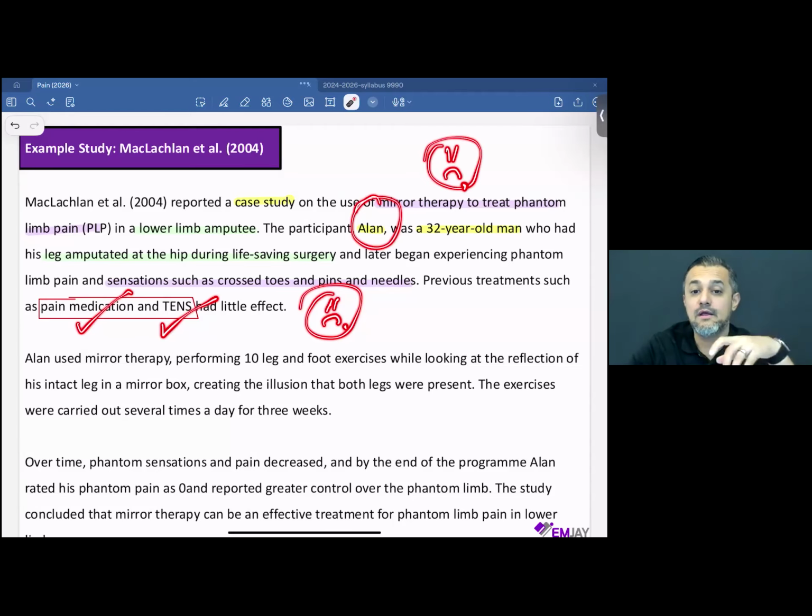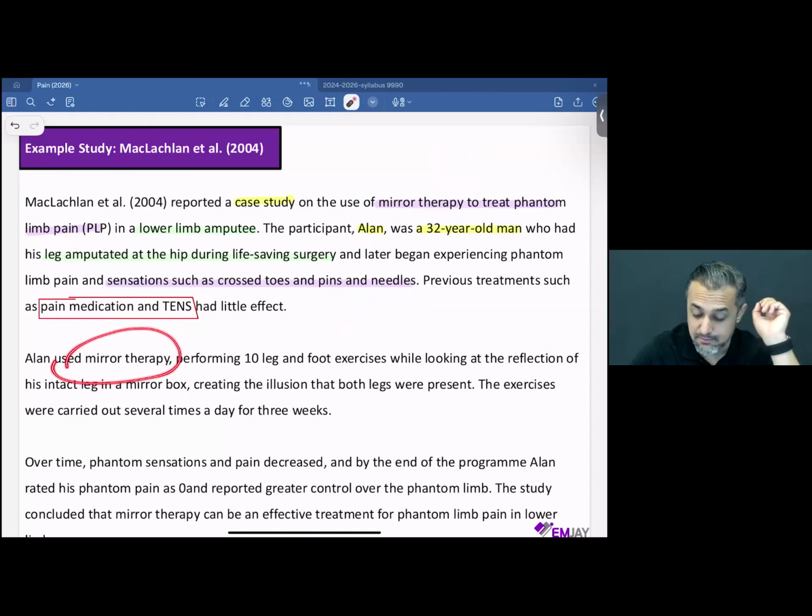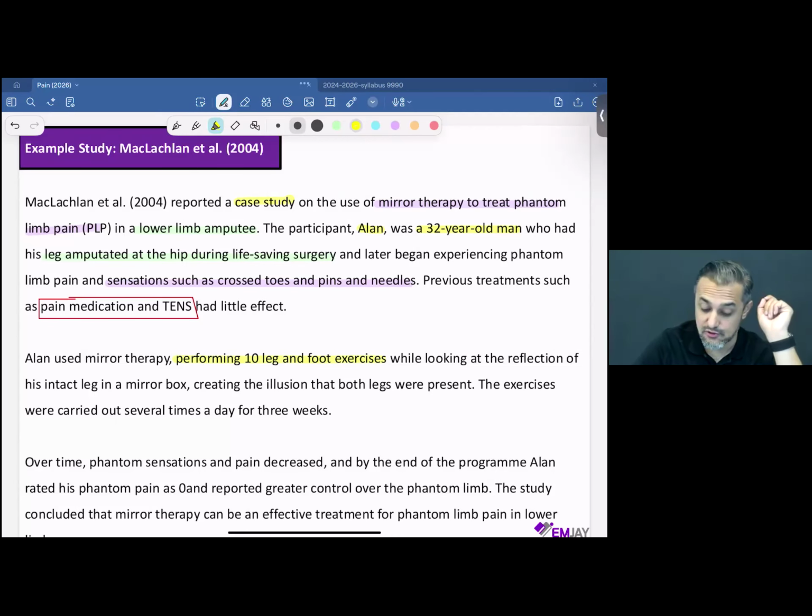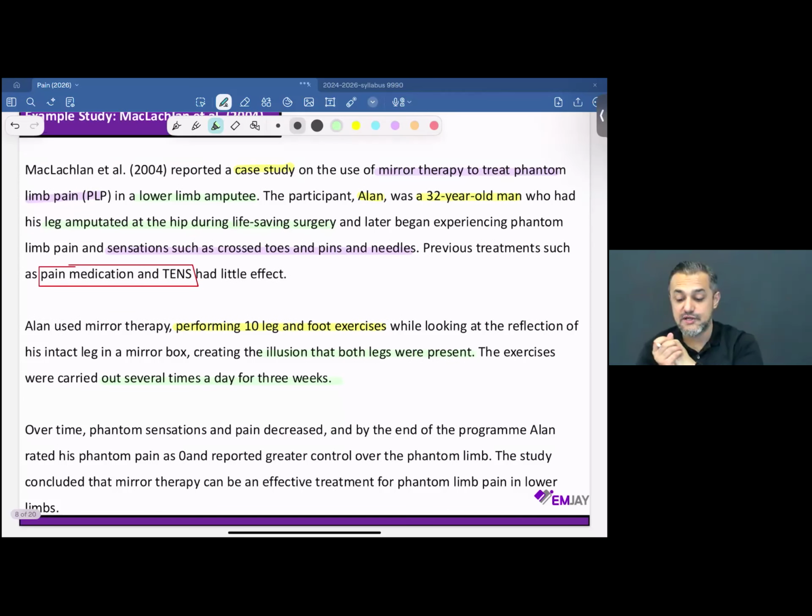Now, the conventional methods did not work. Alan used mirror therapy, performing leg and foot exercises while looking at the reflection of his intact leg in a mirror box, creating the illusion that both legs were present. The exercises were carried out several times a day for 3 weeks. Over time, phantom limb sensations and pain decreased.